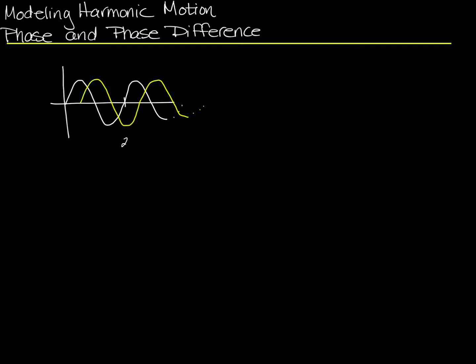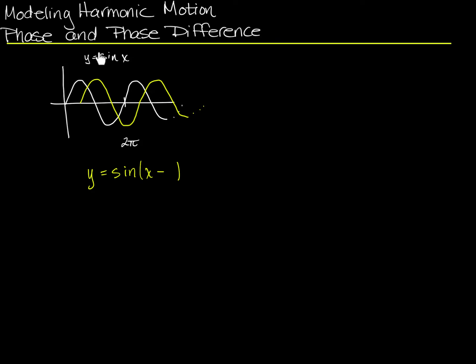Now, if my white graph is exactly y equals the sine of x, then my yellow curve is also y equals the sine of x, but it's been shifted over. So let's write the equation for y equals the sine of x, where we can represent the shift algebraically by including a minus c here. And let's see if we can figure out what c is.